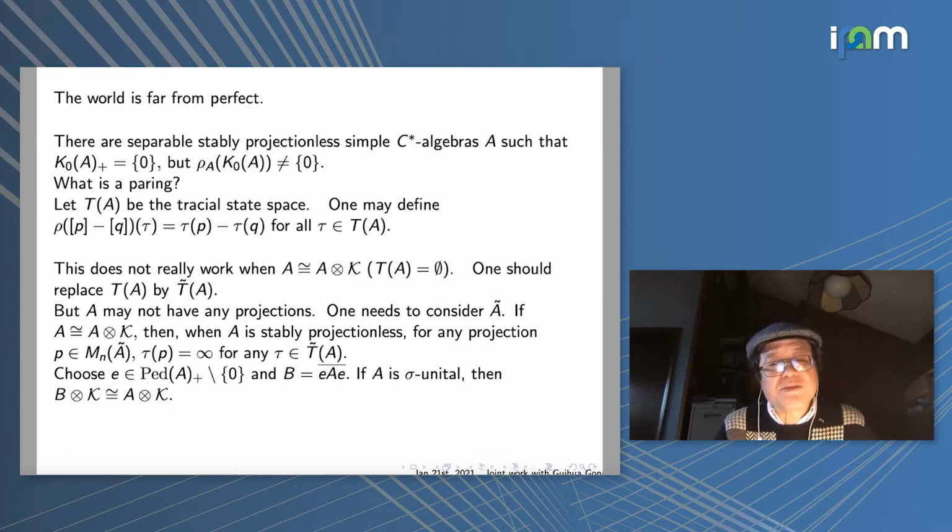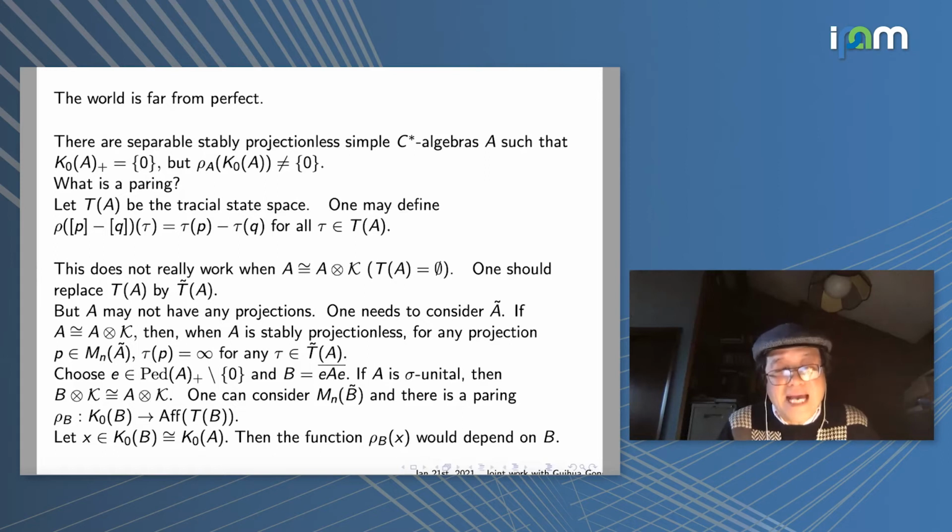One way to do it is you take a positive element in the Pedersen ideal and you cut down, say B, then you have a hereditary subalgebra, and it's stably isomorphic to A if A is sigma unital. One can define a pairing on K0 of B, since the K-theories are isomorphic, but the problem is that this is not quite independent of B. You give a different B, the pairing value changes.